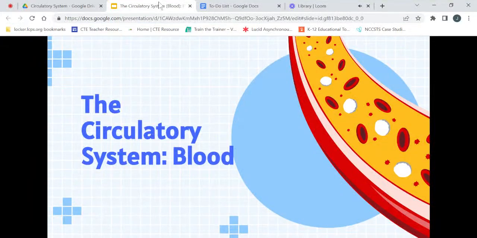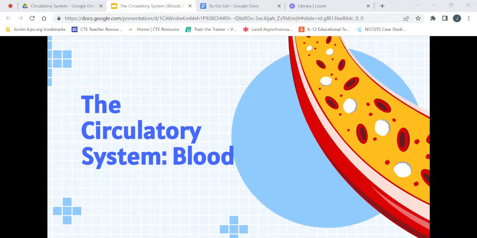Today we're going to discuss the circulatory system, specifically blood. The circulatory system is the transportation system of the body. This system consists of two subsystems, the cardiovascular system and the lymphatic system. In the cardiovascular system, the heart pumps blood through a vast system of blood vessels.